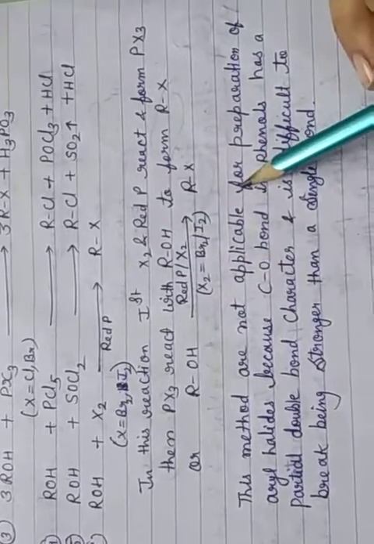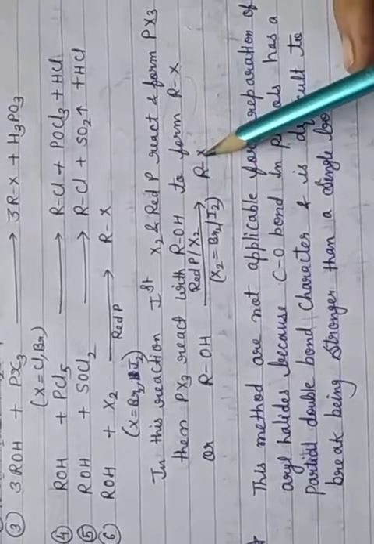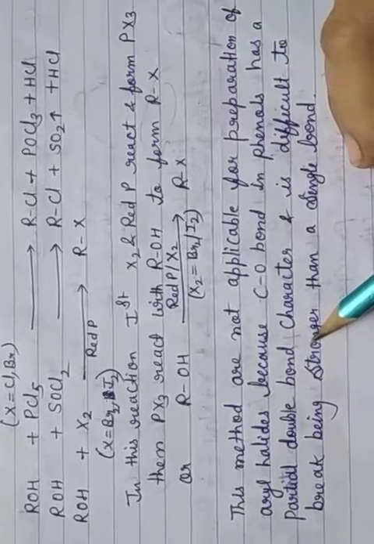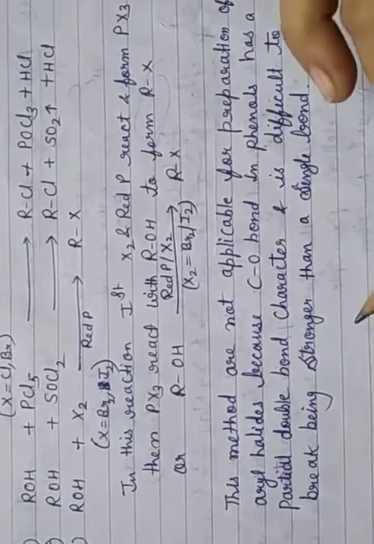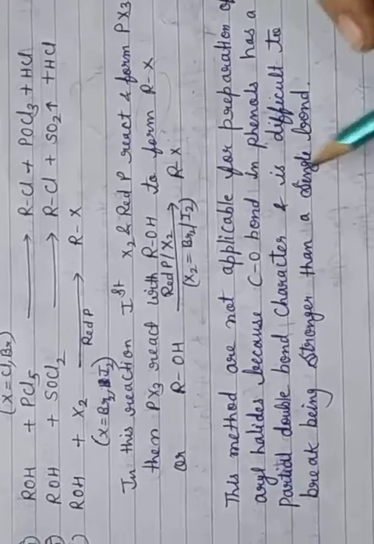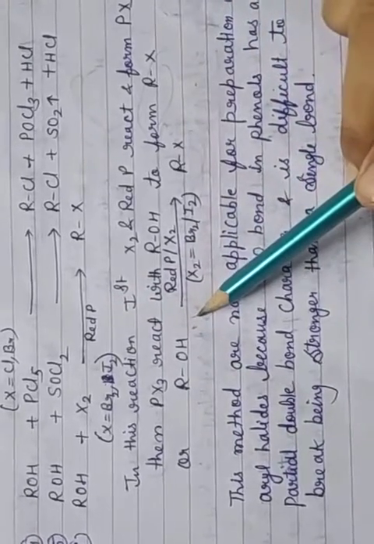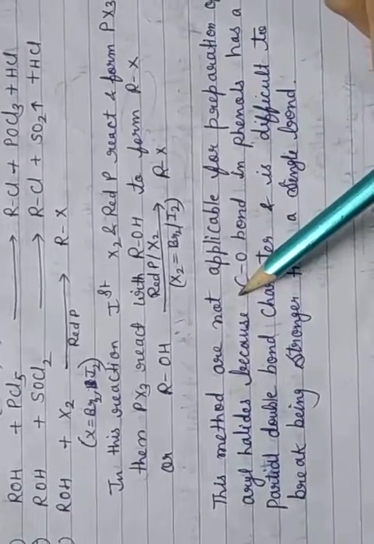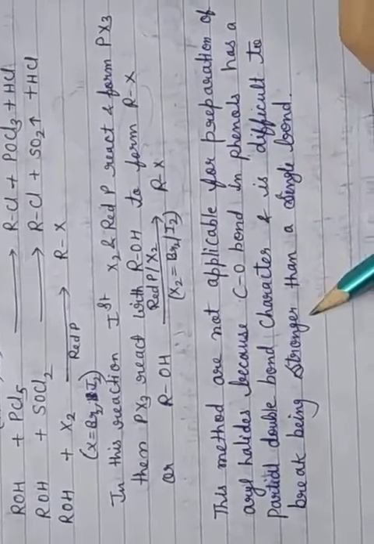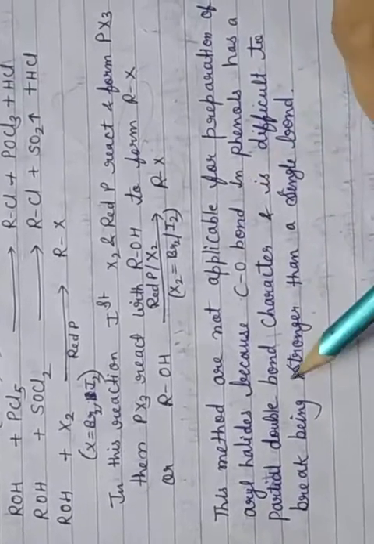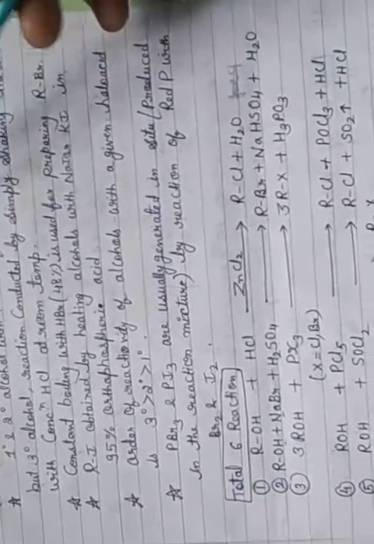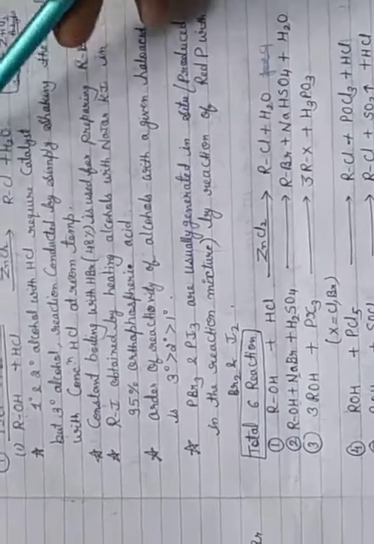But this method is not applicable for the preparation of aryl halide, because in phenol the C-O bond has a partial double bond character and is difficult to break, being stronger than a single bond. So this method is only for haloalkane. We do not apply it for aryl halide, because in the aromatic ring the double bond character makes it difficult to break, being stronger than a single bond.